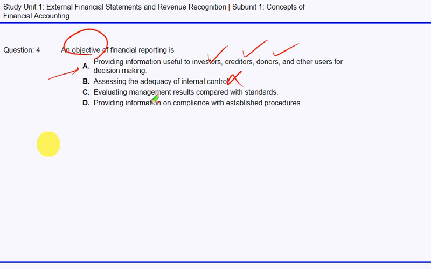Incorrect. Evaluating the management results compared with the standards. This is budgeting. The objective of the financial statements is not the comparison between the standards and budgets and the actual results. Providing information on compliance with established procedures. This is compliance auditing. Financial reporting gives the results of the performance, the income statement, and it gives you the financial condition at the balance sheet date. So the most appropriate response is A. It provides information useful for investors, creditors, donors, and others. So A is the right answer.